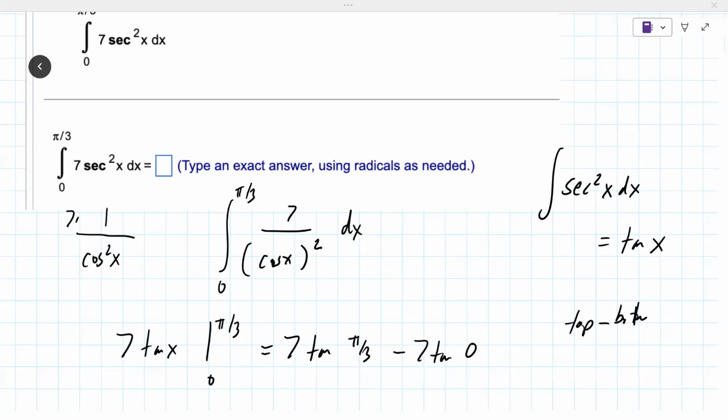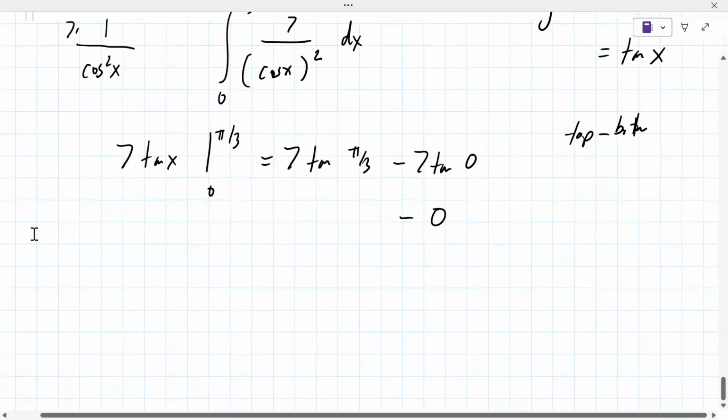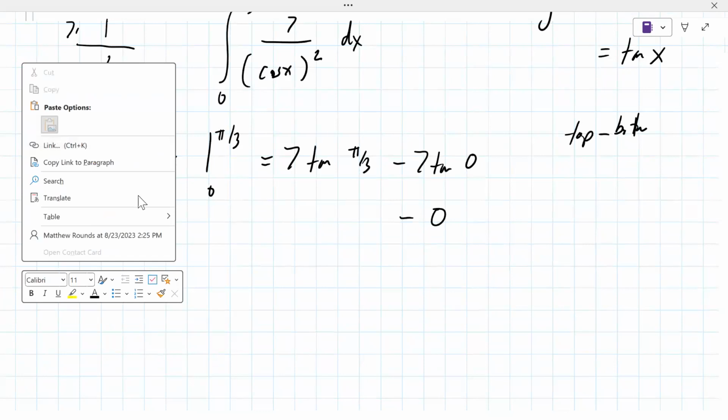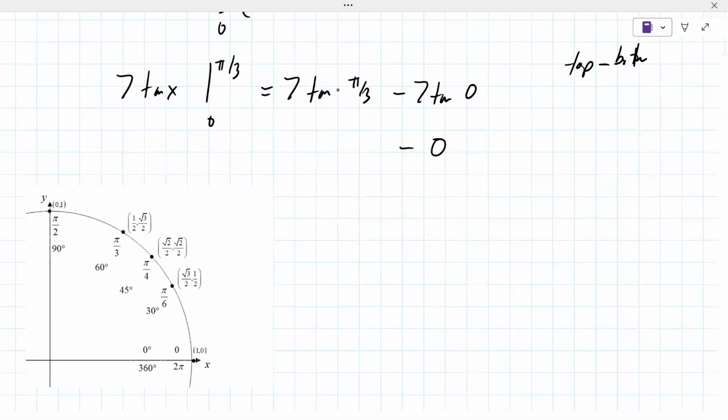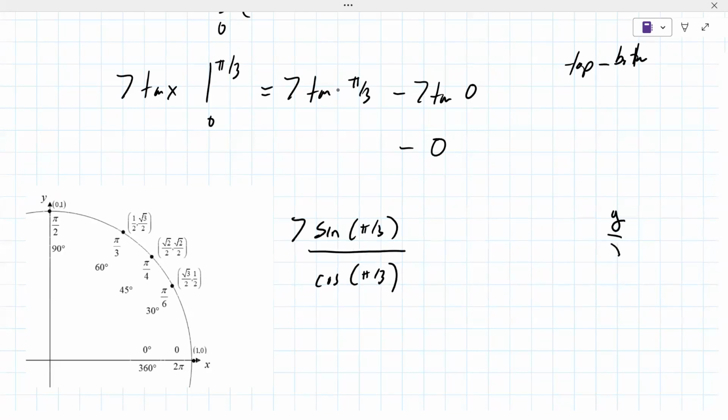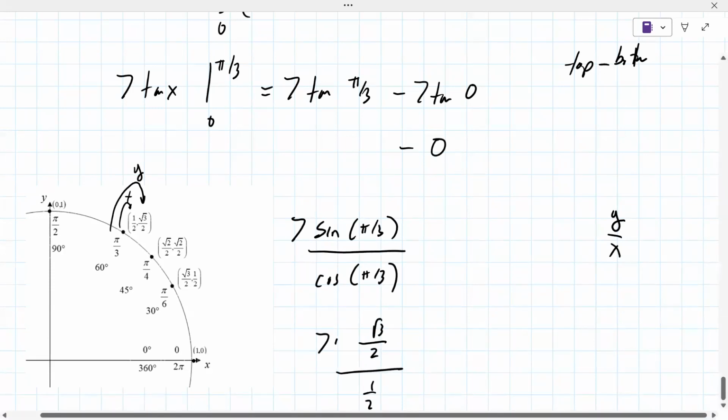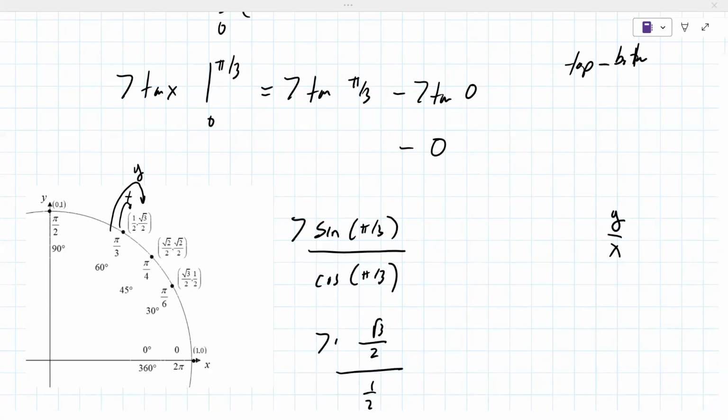So we can quickly look at the unit circle here to review. Tangent 0 is 0. Your calculator would tell you that as well. So for tangent pi over 3, it's 7 sine pi over 3 over cosine pi over 3, because tangent is sine over cosine. Some students learn it as y over x. So at pi over 3, there's the y value, there's the x value. So it's 7 times the square root of 3 over 2 over 1/2, like that.